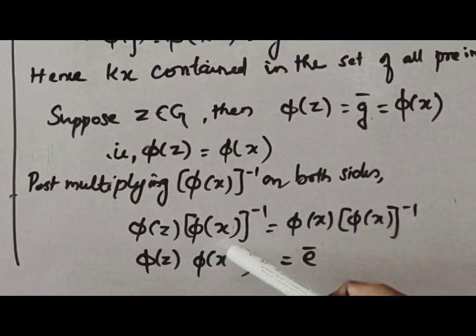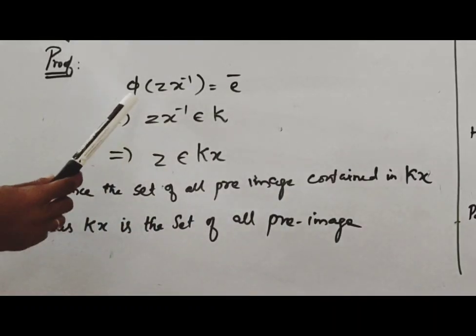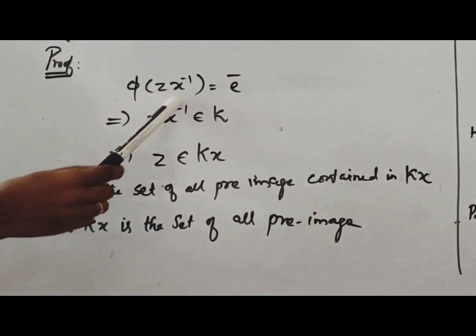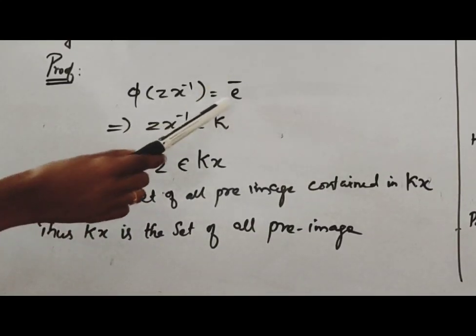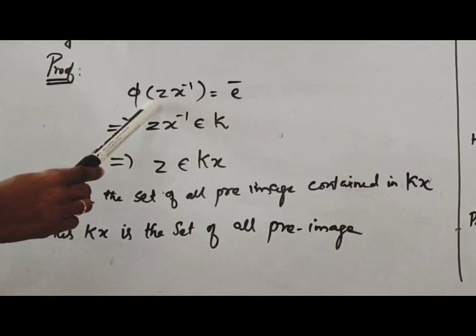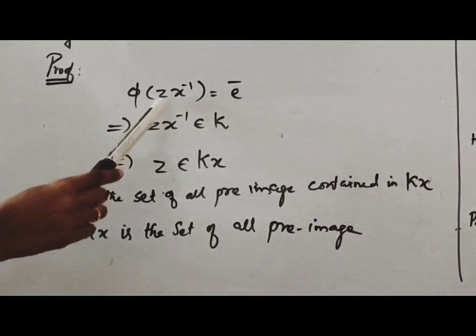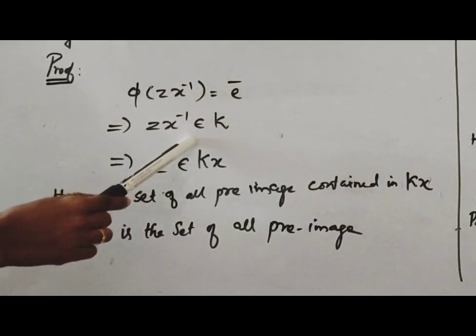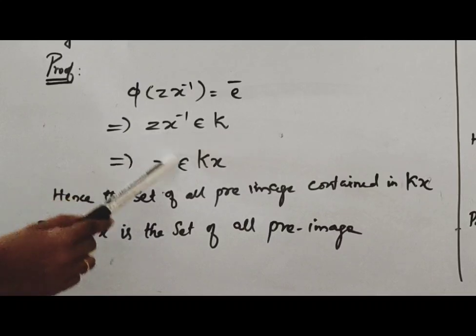Also, by the previous lemma, phi of x the whole inverse can be written as phi of x inverse. Phi is a homomorphism. So phi of z into phi of x inverse can be written as phi of z x inverse, okay, which is equal to E bar. What is the definition of kernel K? Kernel K is the set of all x in G such that phi of x is equal to E bar, where E bar is the identity element. Therefore, this z x inverse belongs to the kernel K, which implies z belongs to Kx.